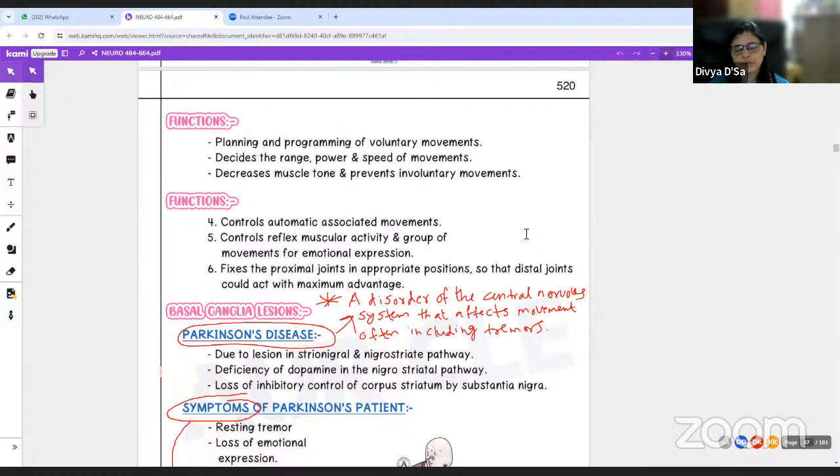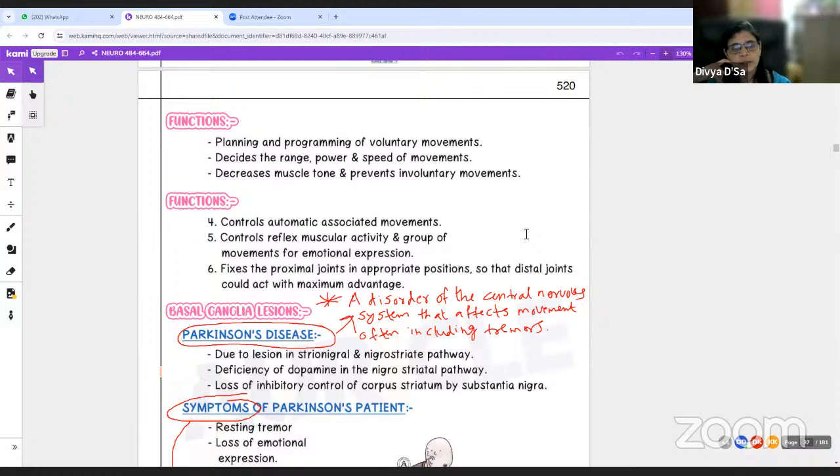Now if you want to move only the wrist, the other joints, the elbow and the shoulder joint, should be stable. Similarly, the other joints should be fixed if you want to move only the wrist. So that is what it means: it fixes the proximal joints in appropriate positions.